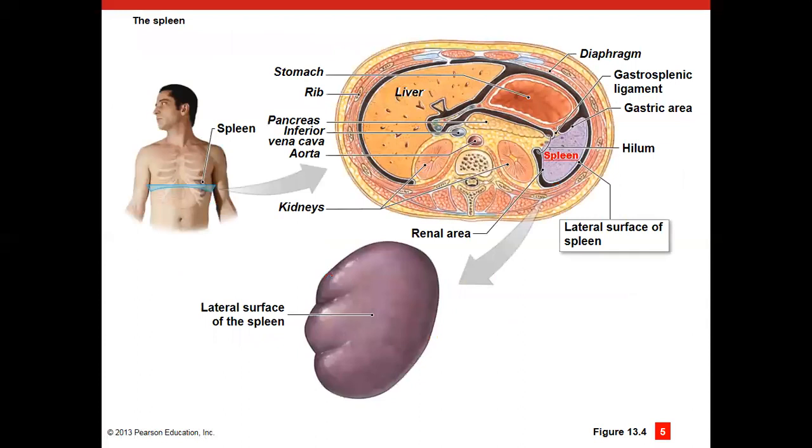So there's your spleen, this big purple thing. And then over here is where it's located. So here's the right kidney. There's the stomach. So just behind the stomach and the pancreas, if you follow the pancreas to its tail, you run into the spleen.